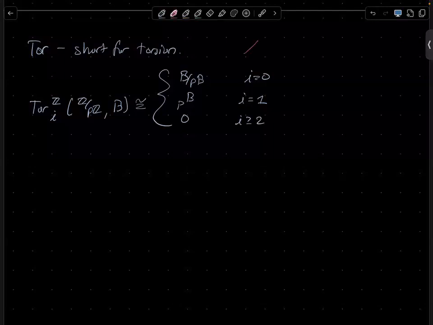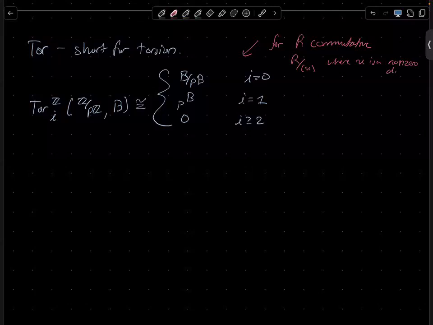You can also repeat this proof for R commutative. So instead of Z, you can pick R to be a commutative ring, and instead of Z mod pZ, you do R mod uR, where u is a non-zero divisor. Non-zero, okay. There's a question about where the hyphen goes. Non-zero divisor. I'll just put both in.